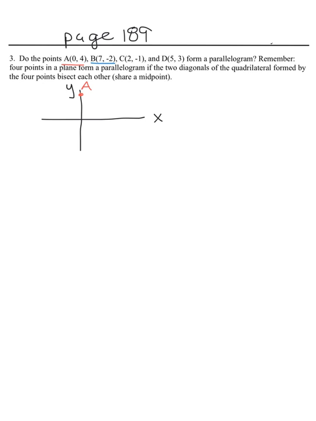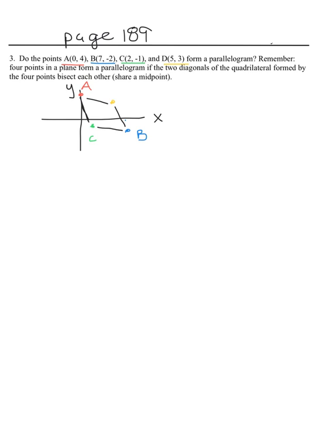Then point B is at 7, so over about 7, down about -2. So there's point B. Point C is at about 2, -1, something like that. And then point D is at about 5, 3. And so the question is, if you connect those points together, does it form a parallelogram? From this picture, I'd say, I don't know, maybe? My lines aren't quite parallel, but I just estimated those points.